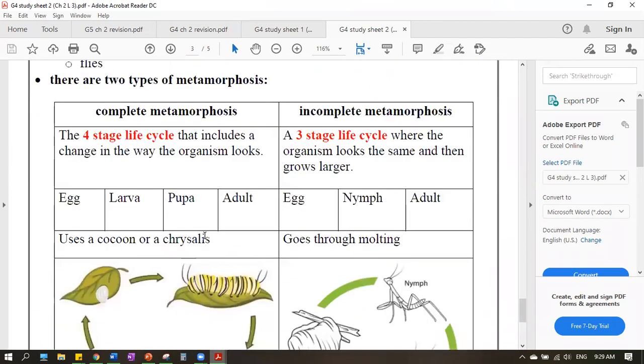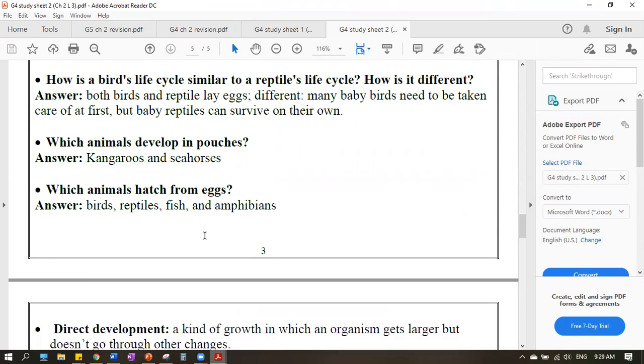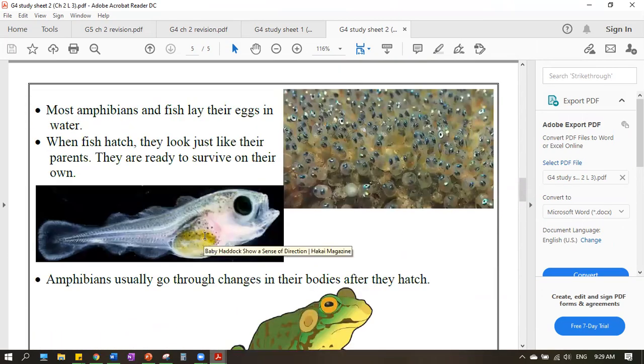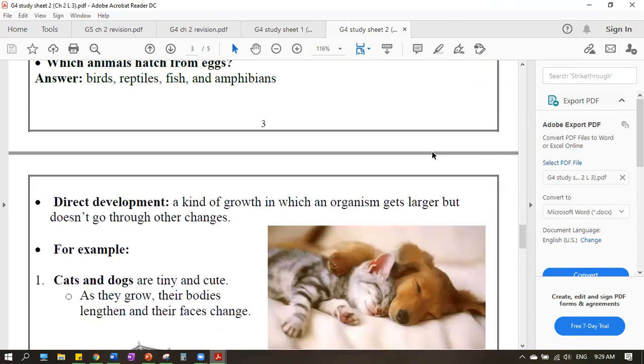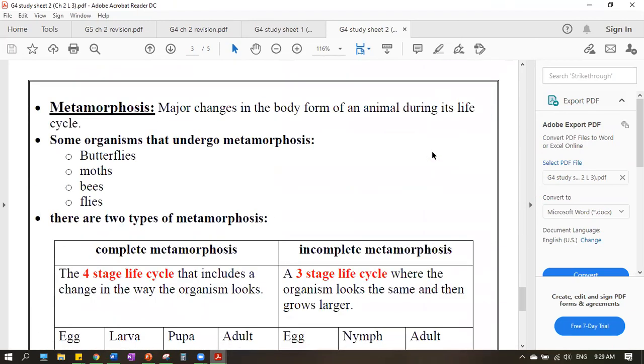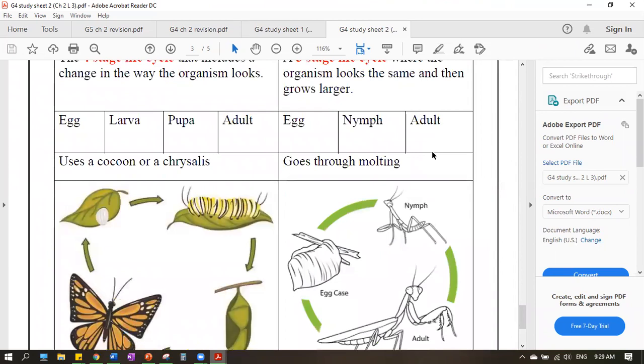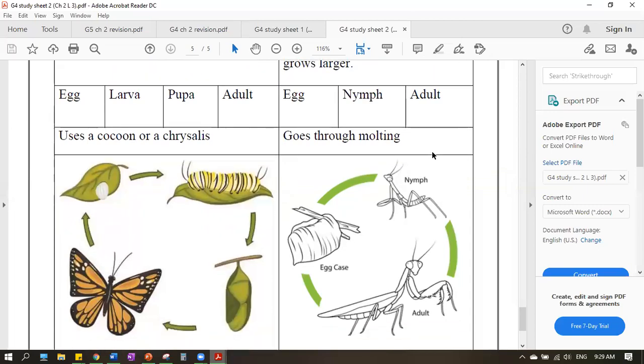But before moving to the worksheet, I want someone to remind me, what did we call the metamorphosis, or the changes that happen to a frog? Was it a complete or incomplete metamorphosis? Complete. Next time, guys, please try to raise your hands. Yes, it is a complete one because it doesn't look the same as it is when it hatches from the egg. Do you guys remember that?